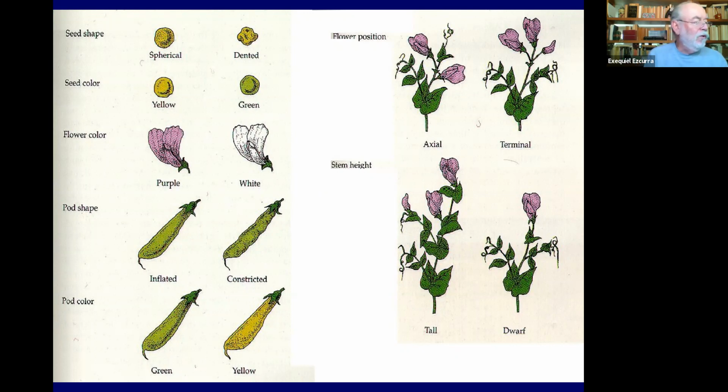And he saw, for example, if you cross spherical peas with dented peas, all the descendants, what he called the F1, the first generation, is spherical. But then if you cross the first generation again with each other, they start segregating some dented peas and some spherical peas again in a proportion of 3:1. And he calculated the binomial distribution of this and figured out that inheritance is controlled by discrete units that he called genes, known as genes.